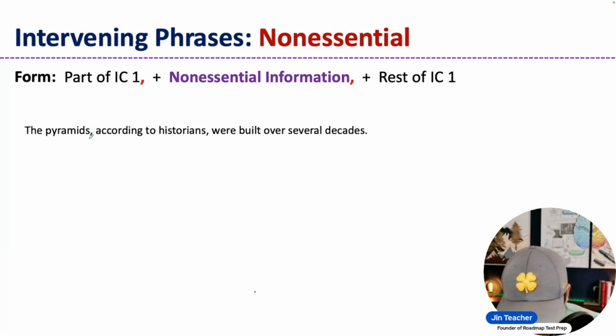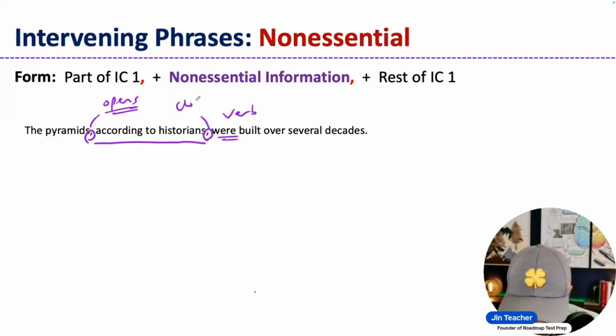But just notice here how we have a comma that opens up the non-essential intervening phrase, "according to historians." Where does it end? It ends right here, right before the verb of the sentence, "were." So this comma's purpose is going to be to close the non-essential.